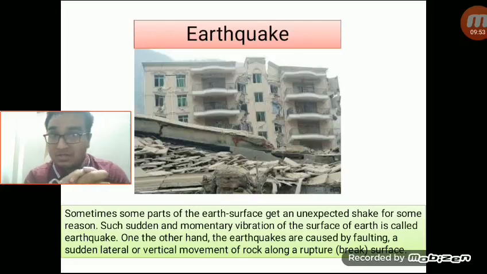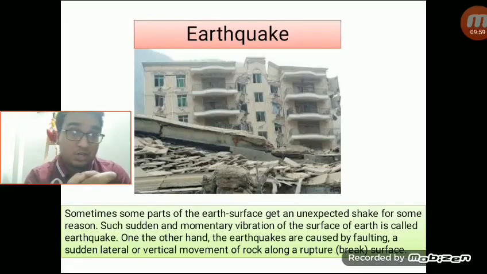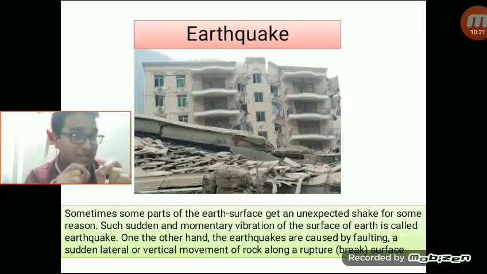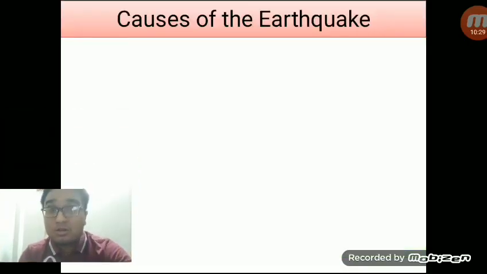Now I'm going to read out this definition. Sometimes some parts of the earth's surface get an unexpected shake for some reason. So sudden and momentary vibrations of the surface of the earth are called an earthquake. On the other hand, earthquakes are caused by faulting, a sudden lateral or vertical movement of rock along a ruptured surface. So when you write about earthquakes and give this definition, you will definitely get good marks in your examinations.